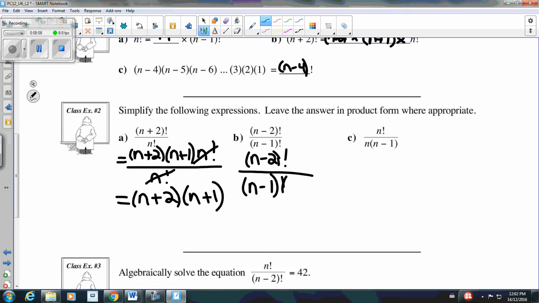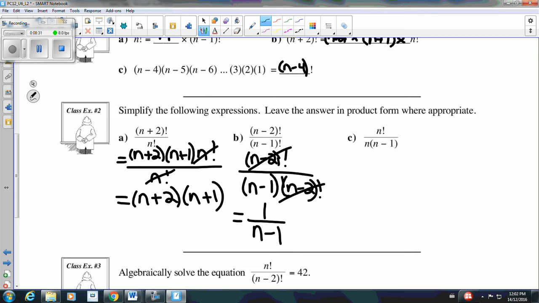So this is going to be n minus 1 times, well, my next number would be n minus 2. But that's what I have on top, so I can stop there. Now I can cancel out my n minus 2, so this leaves me with 1 over n minus 1. See, well, now on the bottom I have n, and I have n minus 1.